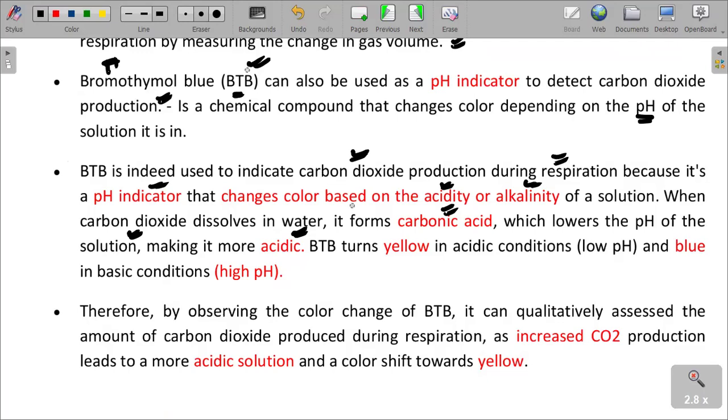BTB turns yellow in acidic conditions, class. It turns yellow in acidic conditions, which means in lower pH, and blue in basic conditions where the pH is high. So bromothymol blue can also be used to determine the presence of carbon dioxide. It turns yellow when carbon dioxide is there, which shows that there are acidic conditions. But if conditions are normal or high pH, the BTB maintains a blue color.